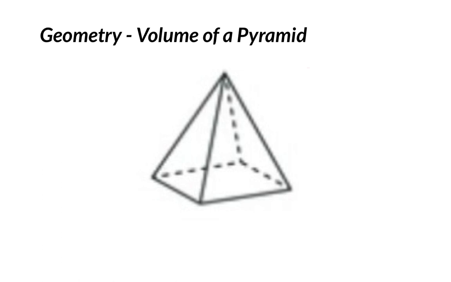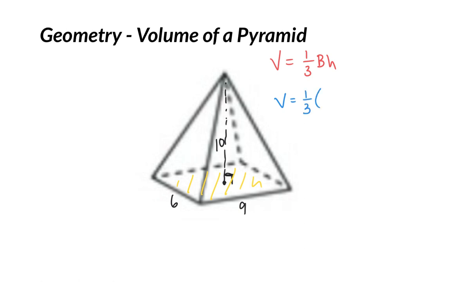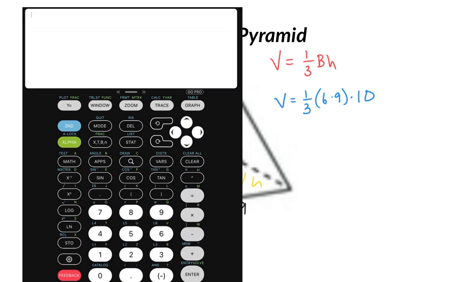So again, we want to start by finding the area of our base, this rectangular base. So the volume is equal to 1/3 times the area of the base, which would be 6 times 9, and then multiply by the height. And we would just type that straight into our calculator. I'll just do the example here so you can see: 1/3 times 6 times 9 times 10. So our volume is 180.